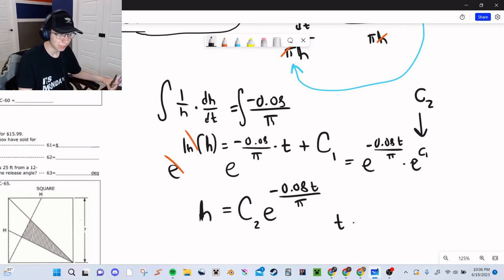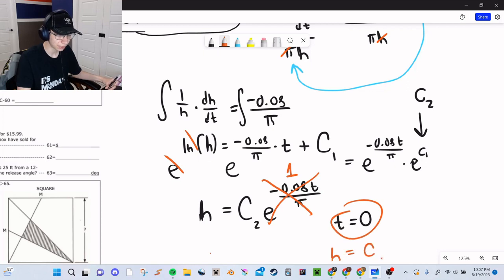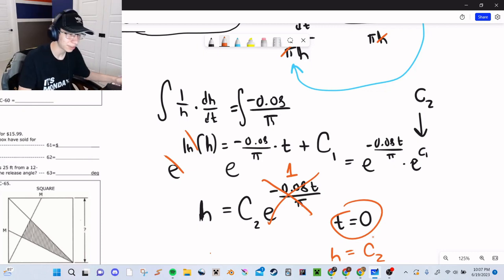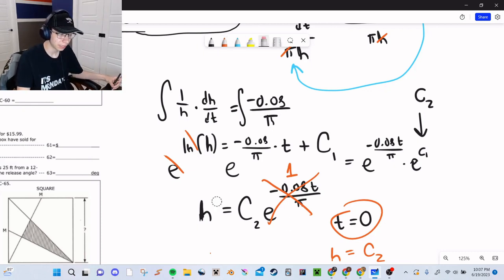So let's think about what happens when time is equal to 0. When the drain hasn't been opened yet, when t is 0, this whole term right here turns into 1. And so at t equals 0, h is equal to c2. And h should just be the height of the container, which was 8 feet. So c2 has to be 8.